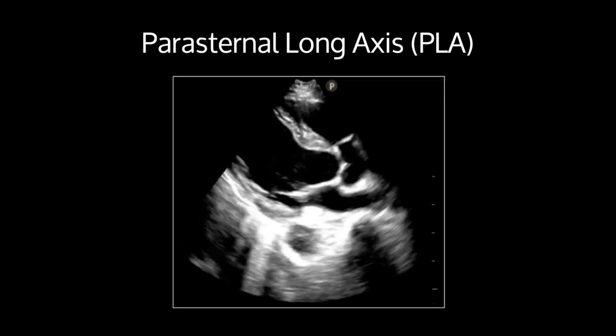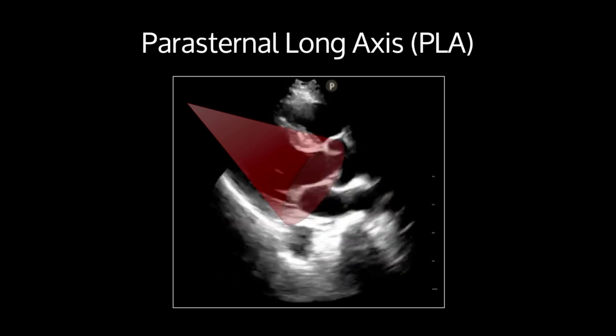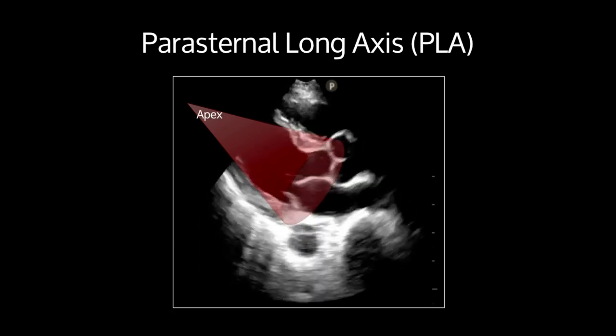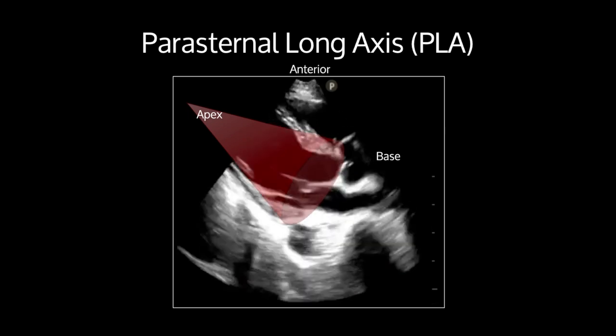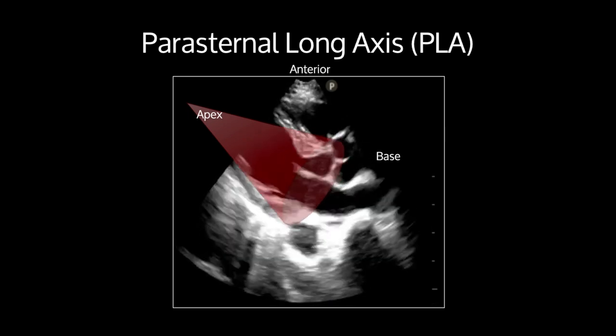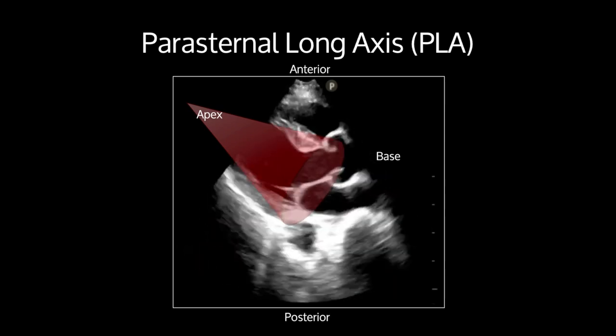Going back to the ultrasound image, if we again imagine the heart as a cone, the apex is at the upper left of the screen, with the base towards the lower right. Anterior is at the top of the screen, which makes sense because that is where you physically have the probe, on the chest. And deeper or towards the bottom of the image is the posterior portion of the heart.